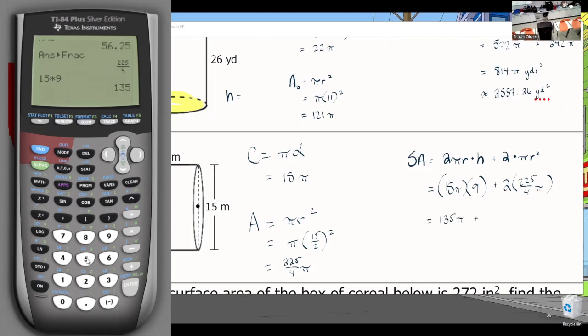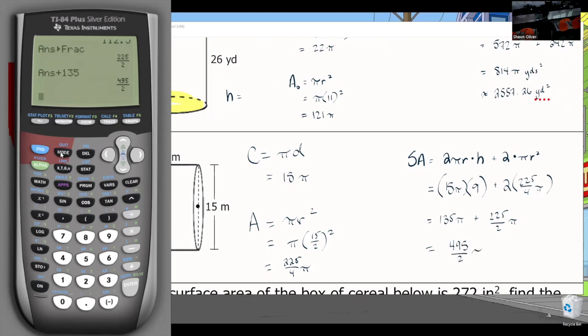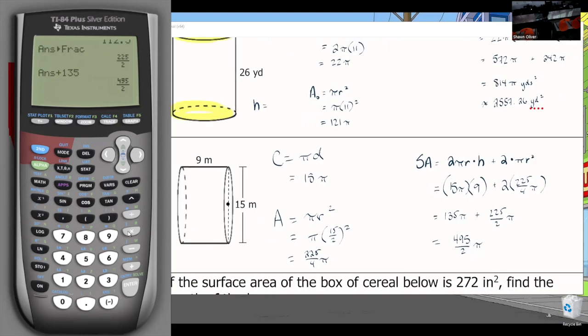And then 2 times 225 divided by 4. Probably going to be another fraction, isn't it? Look at that. So it's 225 over 2 pi. And then we combine like terms. Plus 135. And then math. Oh, it's already in a fraction. Okay, look at that, because it started there. So 495 over 2 pi. And if I needed to apply the pi, I would just hit times second area.